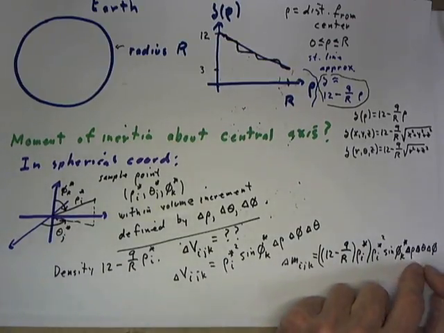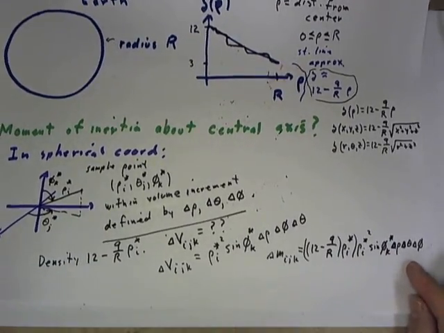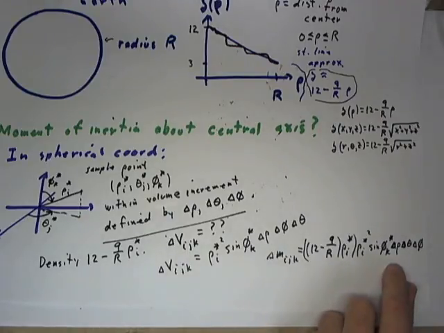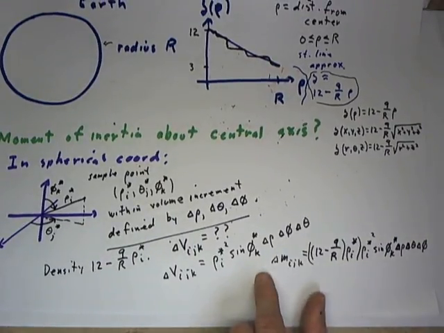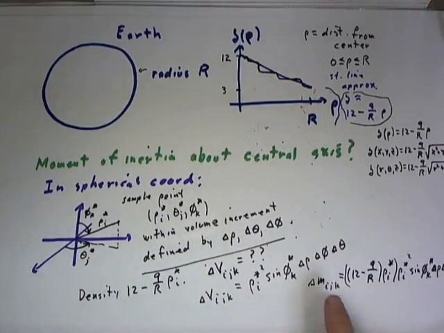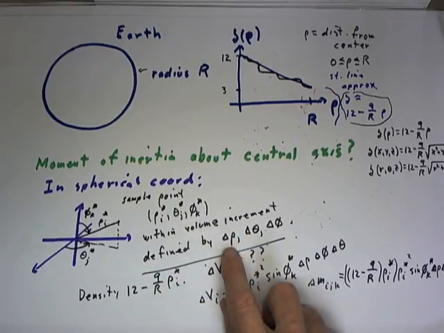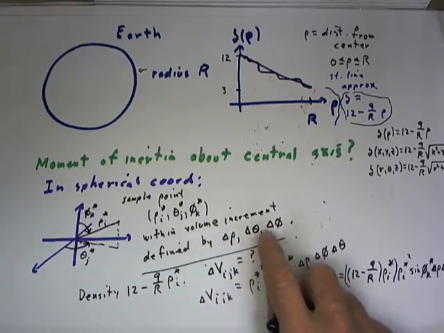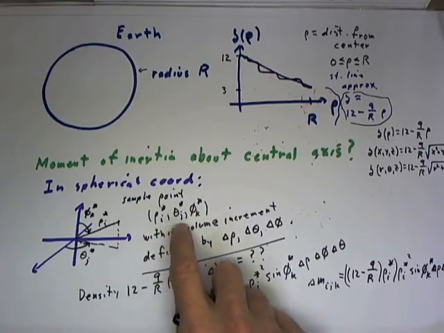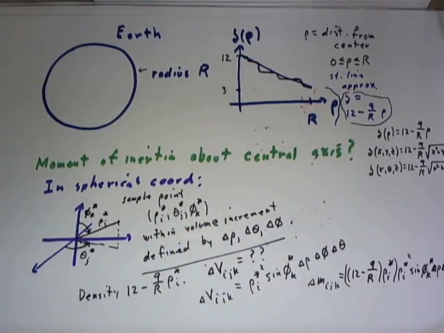The order in which we actually present them when we express this as an integral will depend on how we describe the region. Turns out that in this case it's not going to make much difference at all. We have our expression for the mass contribution of an interval defined by delta rho, delta theta, delta phi in the neighborhood of the sample point rho i star, theta j star, phi k star.